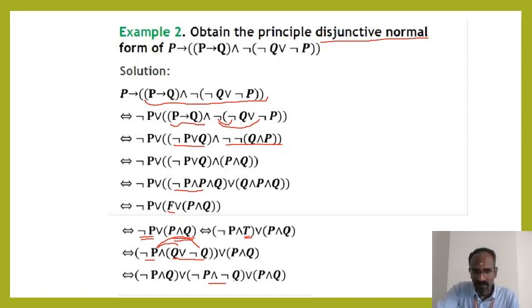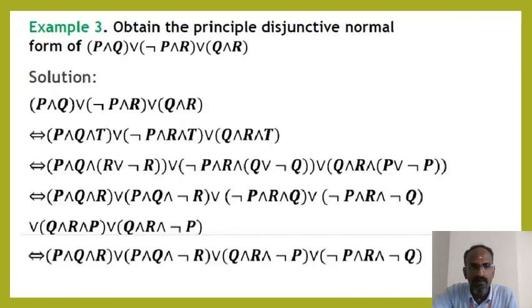So we reach these three min terms. So therefore this is called the PDNF of the given statement or the given problem. Right. So like this, the suitable formulas are to be implemented. Then we get the principal conjunctive normal form or the normal forms.